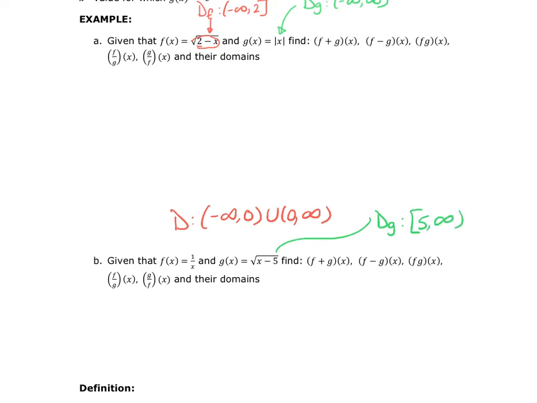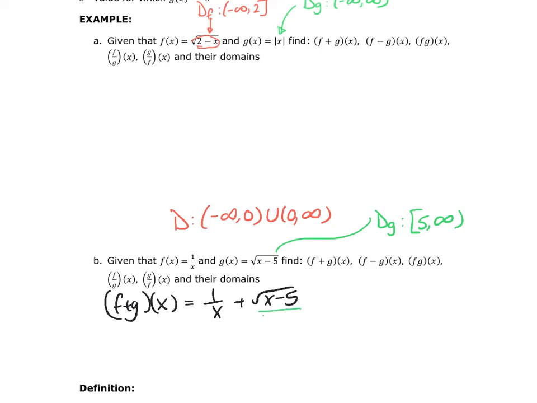So when I do the addition and subtraction and multiplication, my addition, f plus g of x, is just going to be 1 over x plus the square root of x minus 5. There's nothing there that I have to worry about simplifying. I could make it a single fraction, but I'm just going to leave it like that.